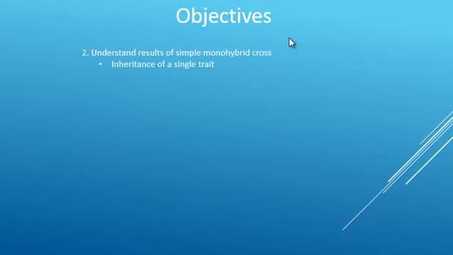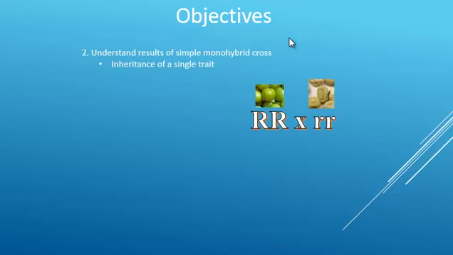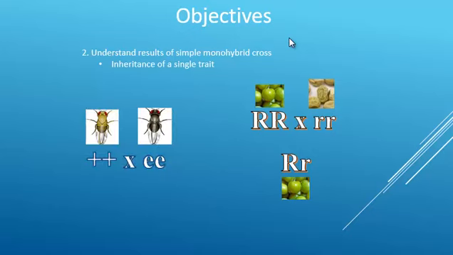Second, we're going to make sure we can understand the results of simple monohybrid crosses, that is, the inheritance of a single trait. So we'll be able to see how a single trait is passed on from one generation to the next, both again with Mendelian notation as well as being able to do this in notation associated with Drosophila.